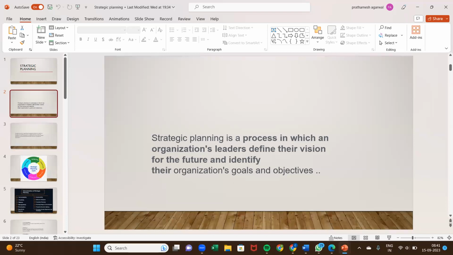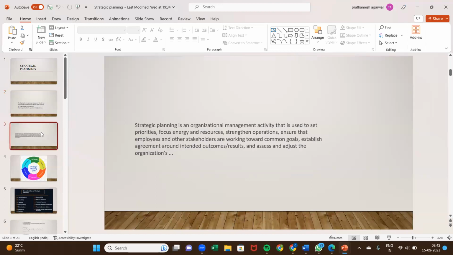Strategic planning is a process in which the leaders define the vision for their future and identify the organizational goals. It is very simple. And today I'll complete strategic planning, and then we will begin with the analysis of the external environment from Monday onwards.